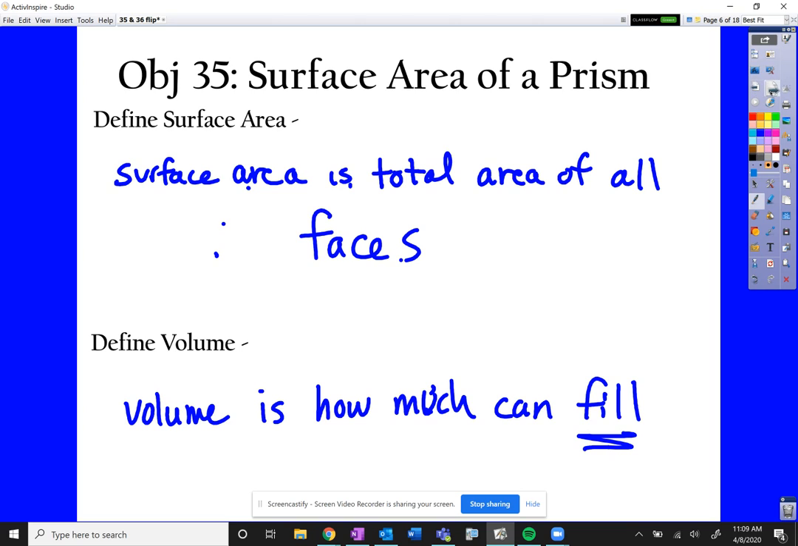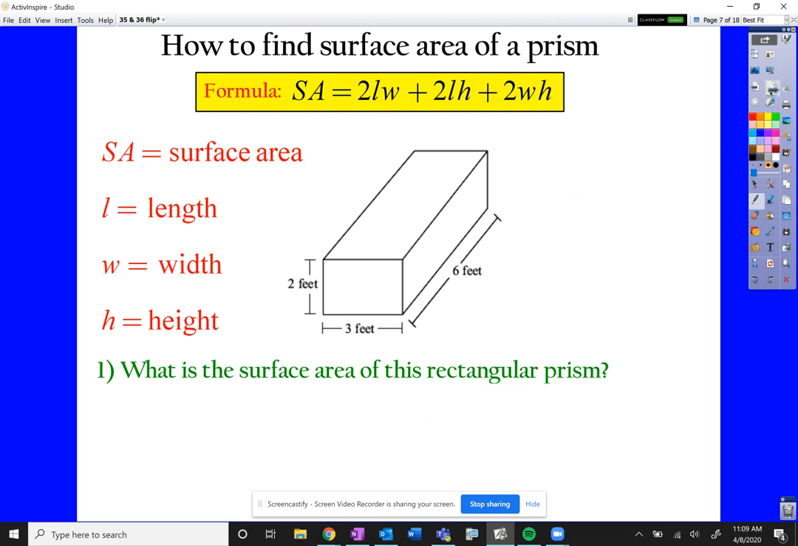All right, let's do some problems here. But first, we need a very, very special formula. So this needs to go on your note sheet 100%. So SA means surface area. Surface area is equal to 2 times the length times the width plus 2 times the length times the height plus 2 times the width times the height. So L is length, W is width, H is height.